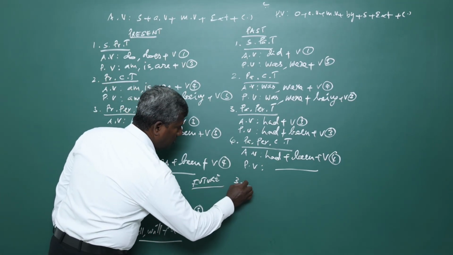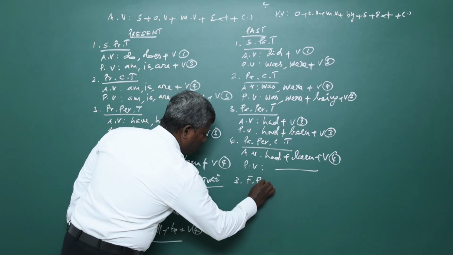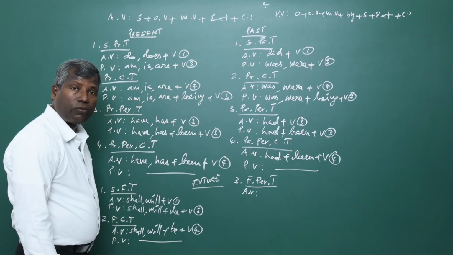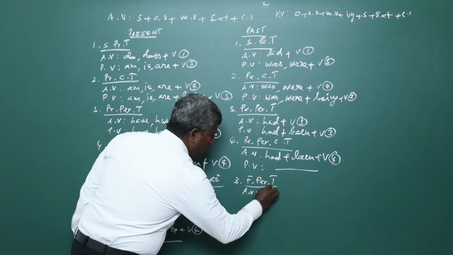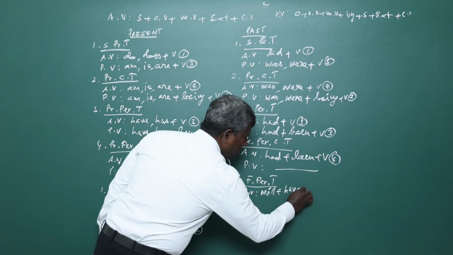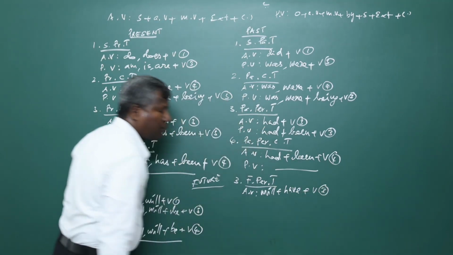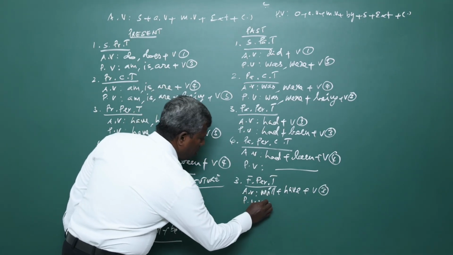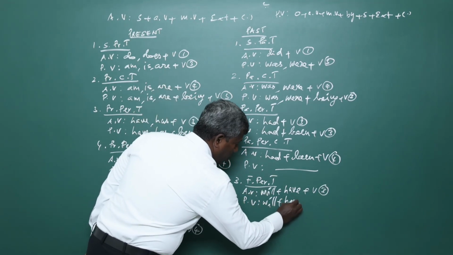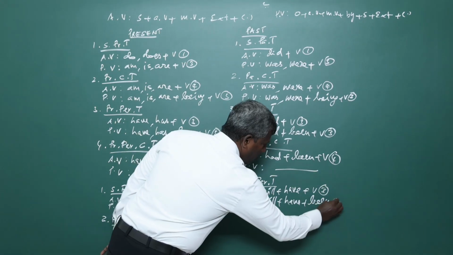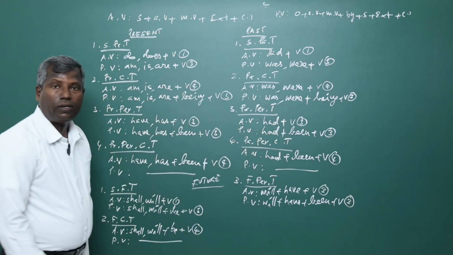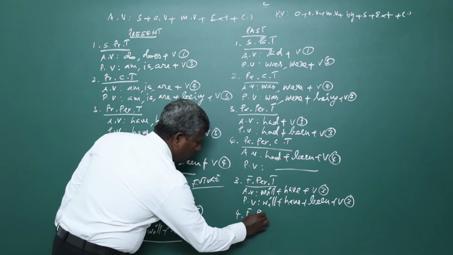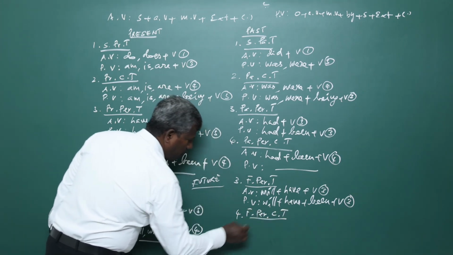Let us go for the third tense, that is future perfect tense. What are the auxiliary verbs we use here for active voice? Will plus have plus third form of the verb for active voice in future perfect tense. What about passive voice? Will have been. The auxiliaries are will have been plus third form of the verb, right? Then let us go for the fourth tense, that means future perfect continuous tense.